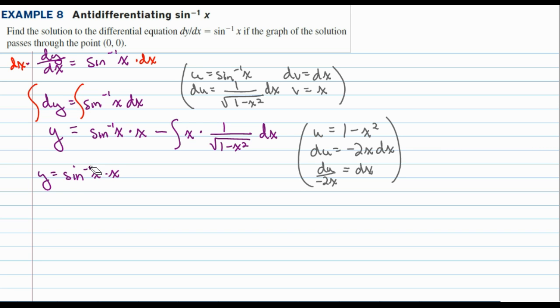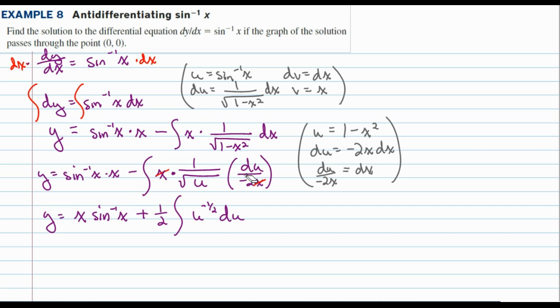So now I'm going to substitute in. I still have y equals inverse sine of x times x from the integration by parts I did earlier. But now I'm going to take the antiderivative of x times 1 over the square root of u, and then dx is du over negative 2x. Let's make some simplifications here. The x's cancel out. So I have y equals x inverse sine of x, now plus, because the negative and the negative made a plus, and then I took the 2 in the denominator outside the integral to be 1/2. And then that's just u to the negative 1/2 du, which I can take the antiderivative of.